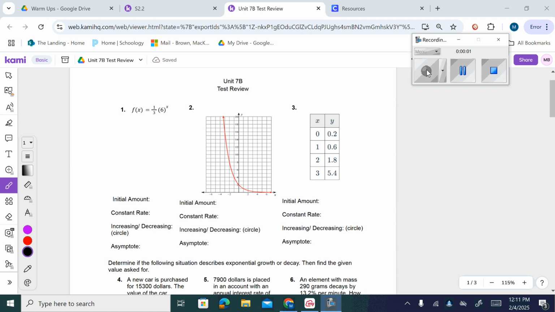Initial amount or your start? Okay, what do you mean the zero? Because it didn't give me a table, so how do I know it's zero? Nope. Yo, where's the start? The start is the same as the what on this graph?